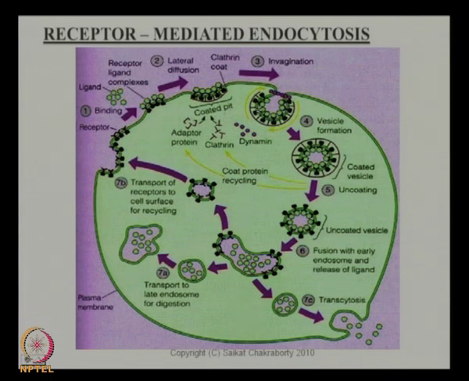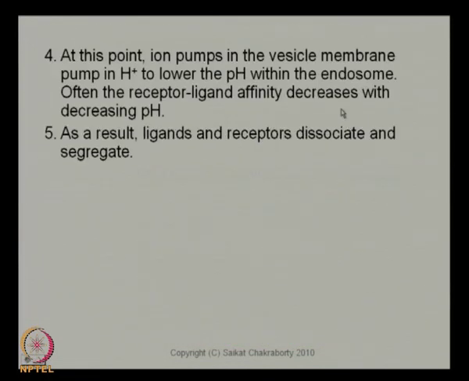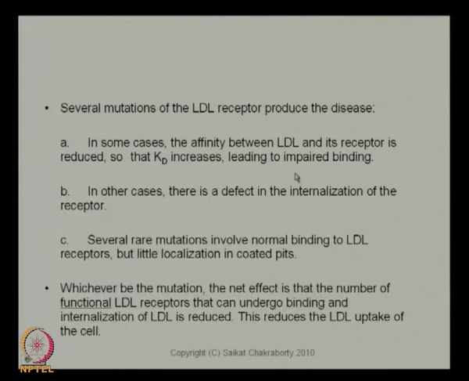Is it clear, Pallavi? Okay, clear to everybody? It has to localize on the coated pit for the vesicle to be formed, because if it does not localize there, the vesicle is not going to be formed. So, though the coated pit formation process might be all right, the localization itself is not right. So, these are the three major mutations that can happen. One is the affinity, the second is the defect in internalization, and the third is that the coated pit is forming all right, but the localization is not happening properly. Now, why do you think that the localization of these receptor ligands to the coated pit might be hindered?